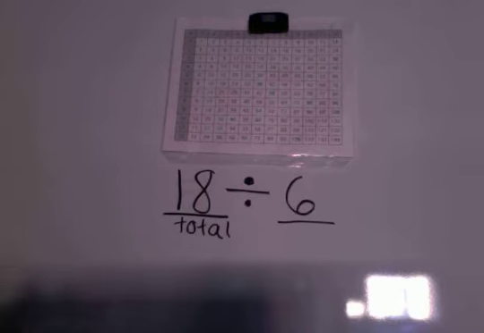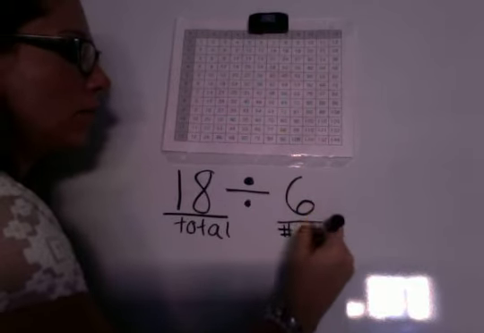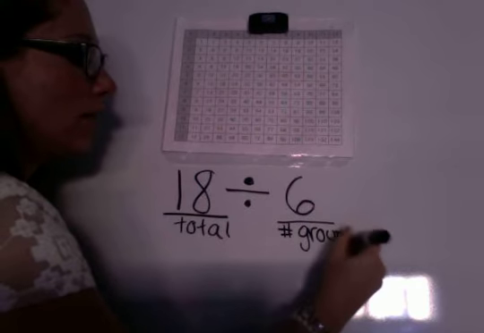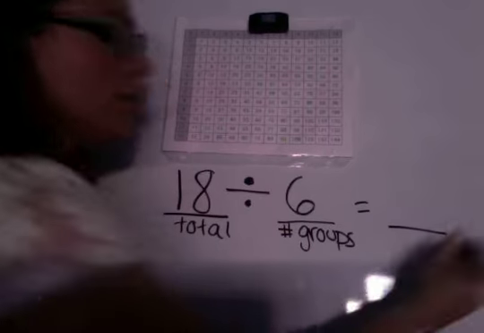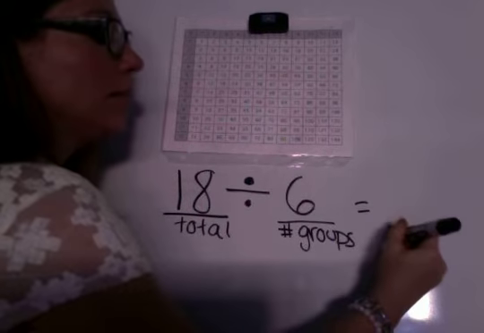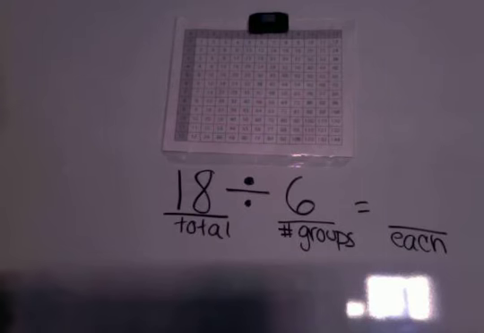That is your total number of Legos, total number of cookies, whatever it is that we are trying to separate into groups. And then this number here is always our number of groups. So go ahead and write that under. And then our answer, what we are looking for, is going to be the number in each group. So I'm just going to write each over here. Okay? So now I want us to think about what a model of this would look like.